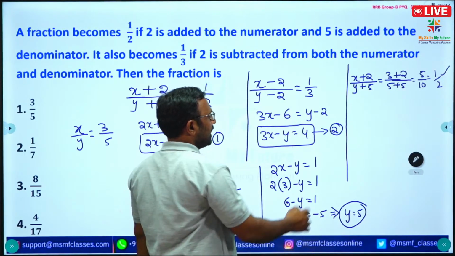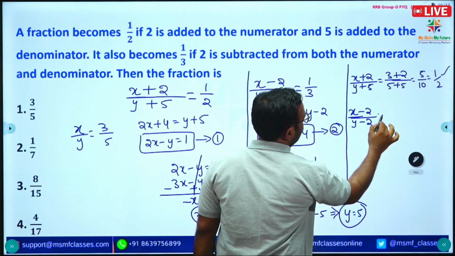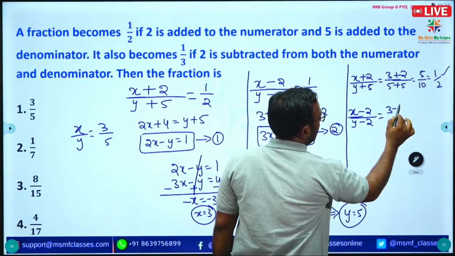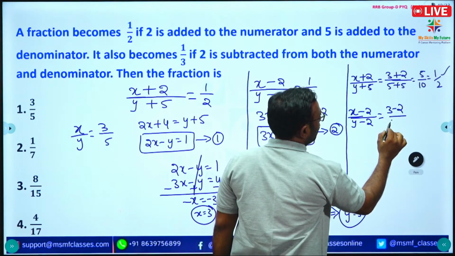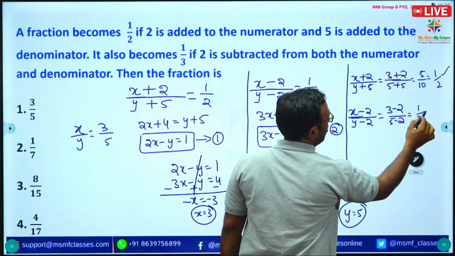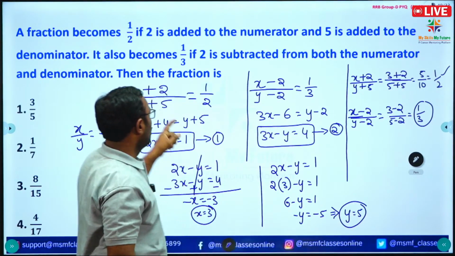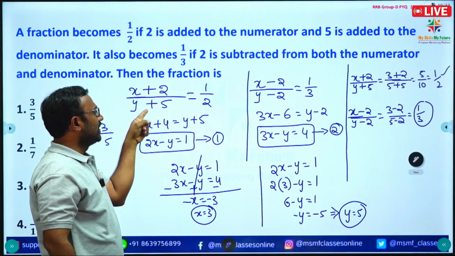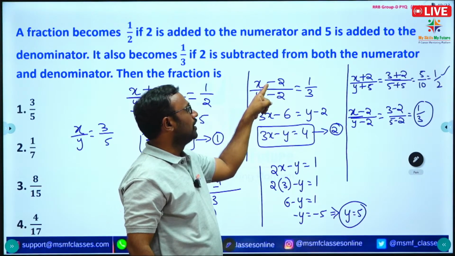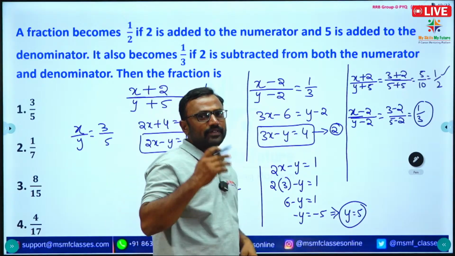Another information is given, x by y, if 2 is subtracted from both the numerator and denominator, the fraction becomes 1 by 3. So, 3 minus 2 is 1, 5 minus 2 is 3. So, 1 by 3. This is the given information. If 2 is added to the numerator and 5 is added to the denominator, the fraction becomes 1 by 2. Also if 2 is subtracted from both, the fraction becomes 1 by 3. Then what is the fraction?